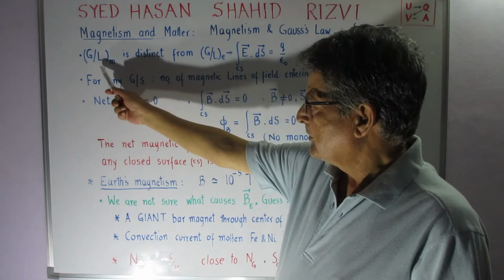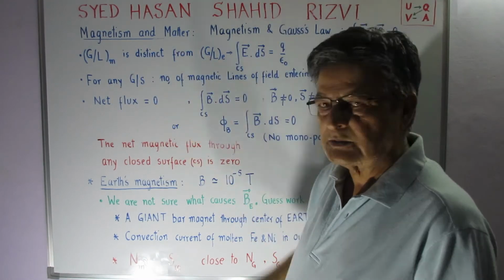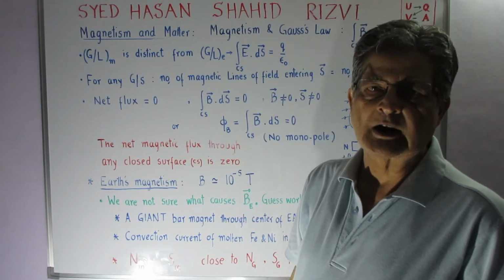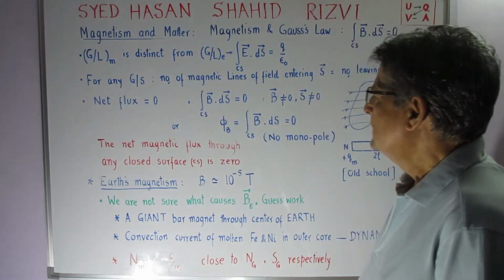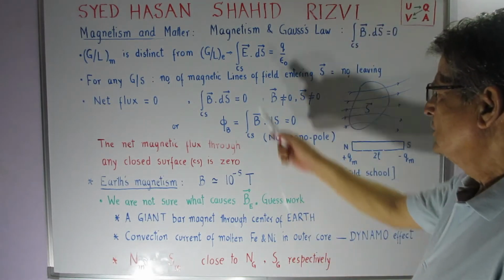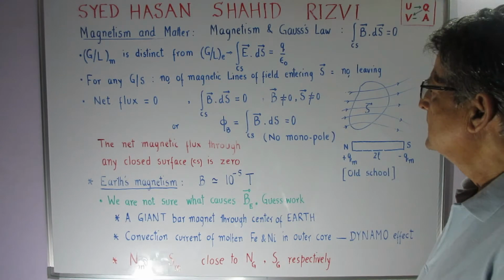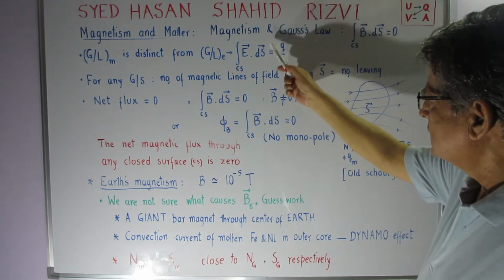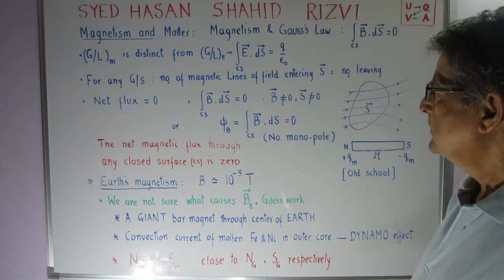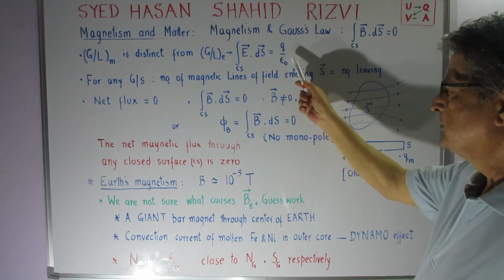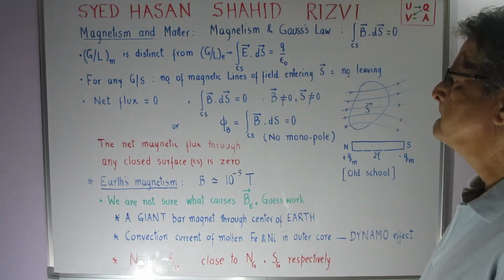But this Gauss law for magnetism is distinct from the Gauss law for electrostatics, which we learned as, for a closed surface, E dot dS is equal to the total charge enclosed by it divided by epsilon naught.